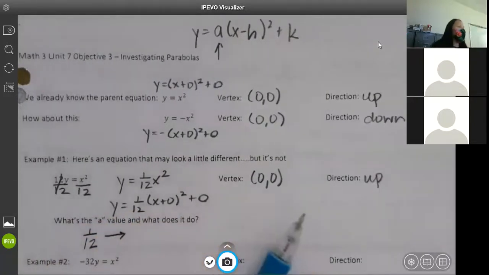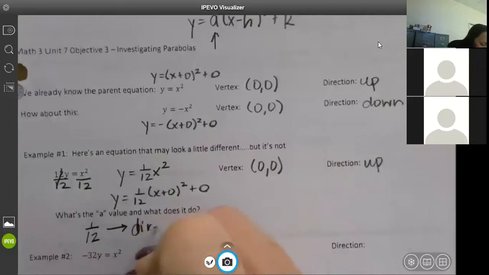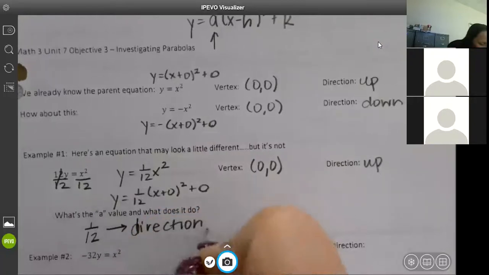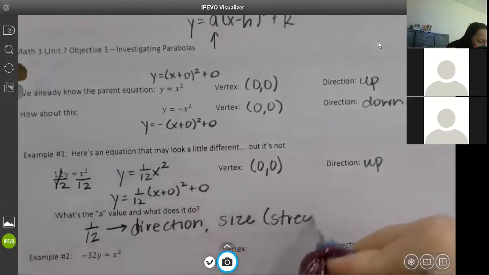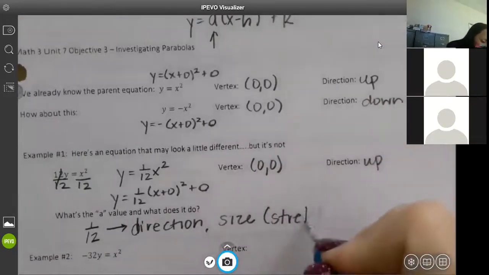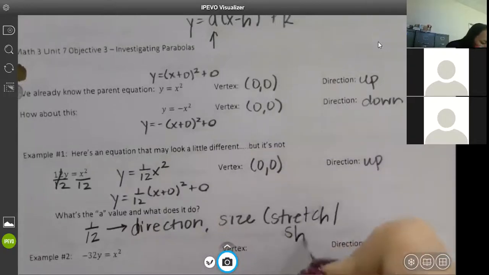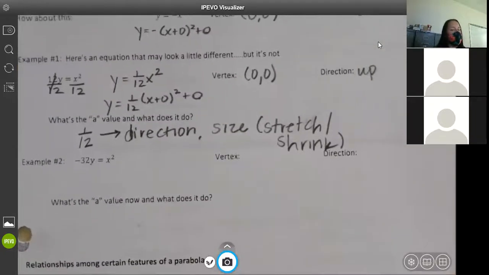What does it tell you? The direction is the first one. Yeah. The direction. Or the size. And whether it's a stretch or a shrink. What would this one be, the 1/12? Shrink. You're making it fatter, so you're squishing it down.